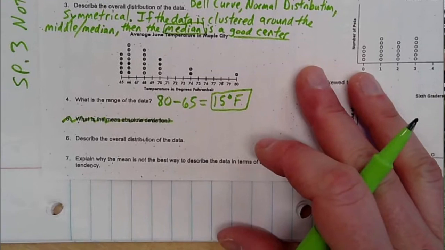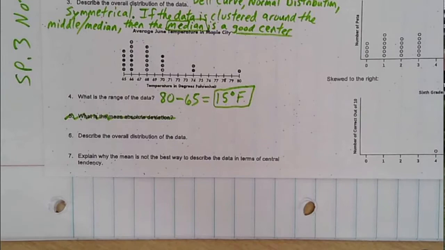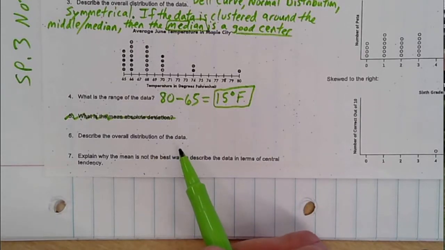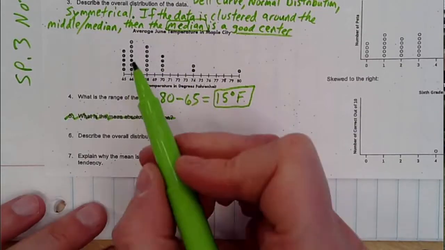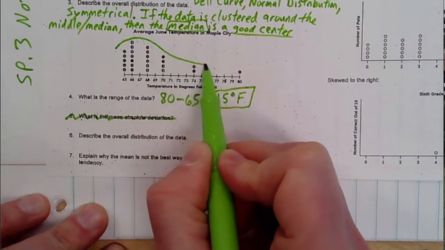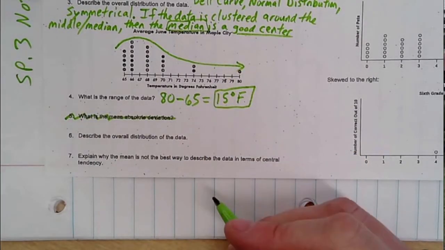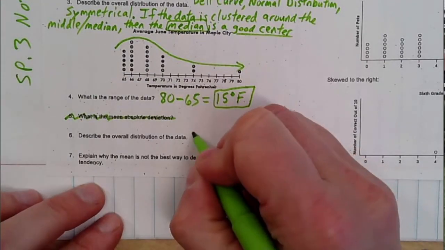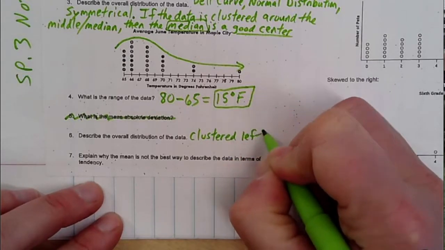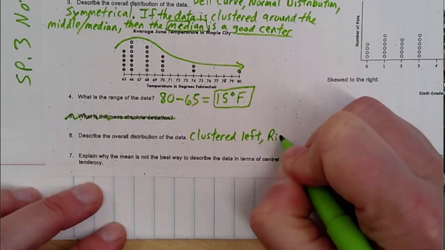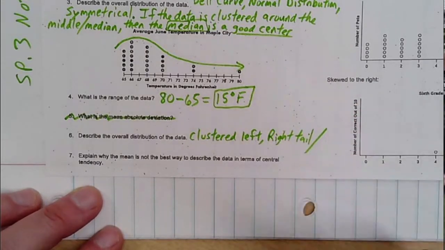Move this up a little bit. And we're crossing off this. We don't have to do mean absolute deviation anymore. Describe the overall distribution of this data. Is most of the data here centered in the middle, or what do you notice about this data? Most of it's kind of over here on the left, and then it kind of tails over here to the right. So we call this clustered left. Most of the data is clustered to the left. Comma. It has a right tail, or some people call that skewed to the right.